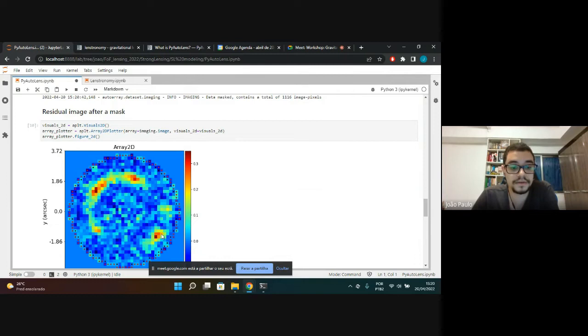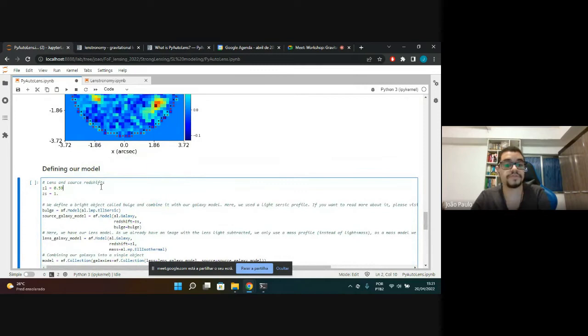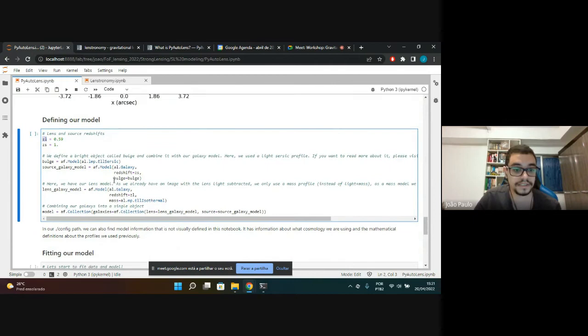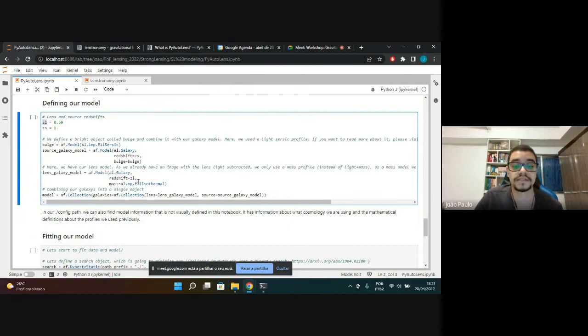Okay, so let's define the model that we want to apply to our data set. First we set the redshifts, the lens redshift and the source redshift. We set a source galaxy with the Sersic profile that Martin mentioned. We also define a lens galaxy model as an SIE, which is a more general approach than the spherical model. And again, we have an object that has all this information. Okay, so let's run it.